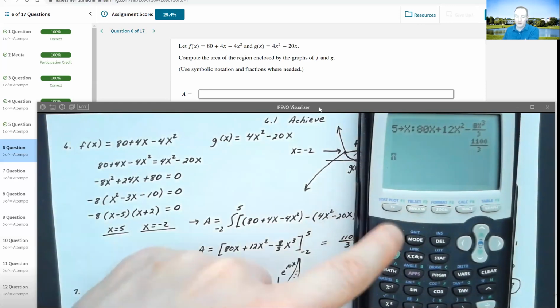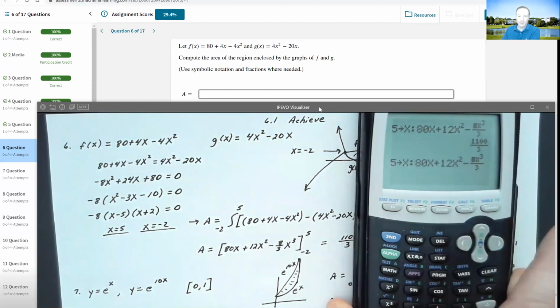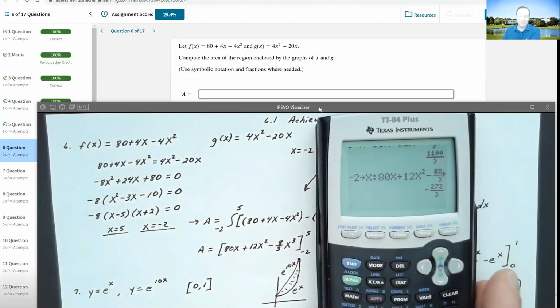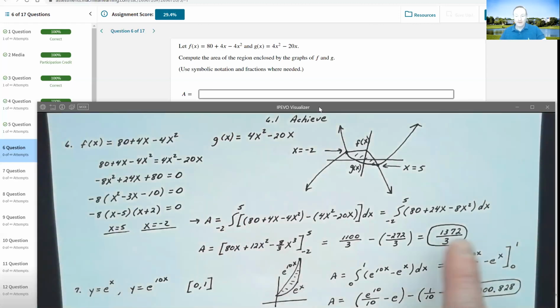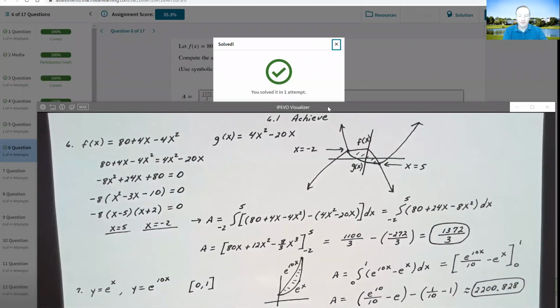Then all you would have to do if you wanted the lower limit is hit second enter, bring this back in there and say, well, now we need to evaluate at -2. So negative, I'll insert in a 2, and you'll get your lower limit of the -272 over 3. Makes it a lot easier. So now my final answer and the fractional answer that they want, 1372 over 3. We'll check that answer. Ajeeb likes it, as they better.